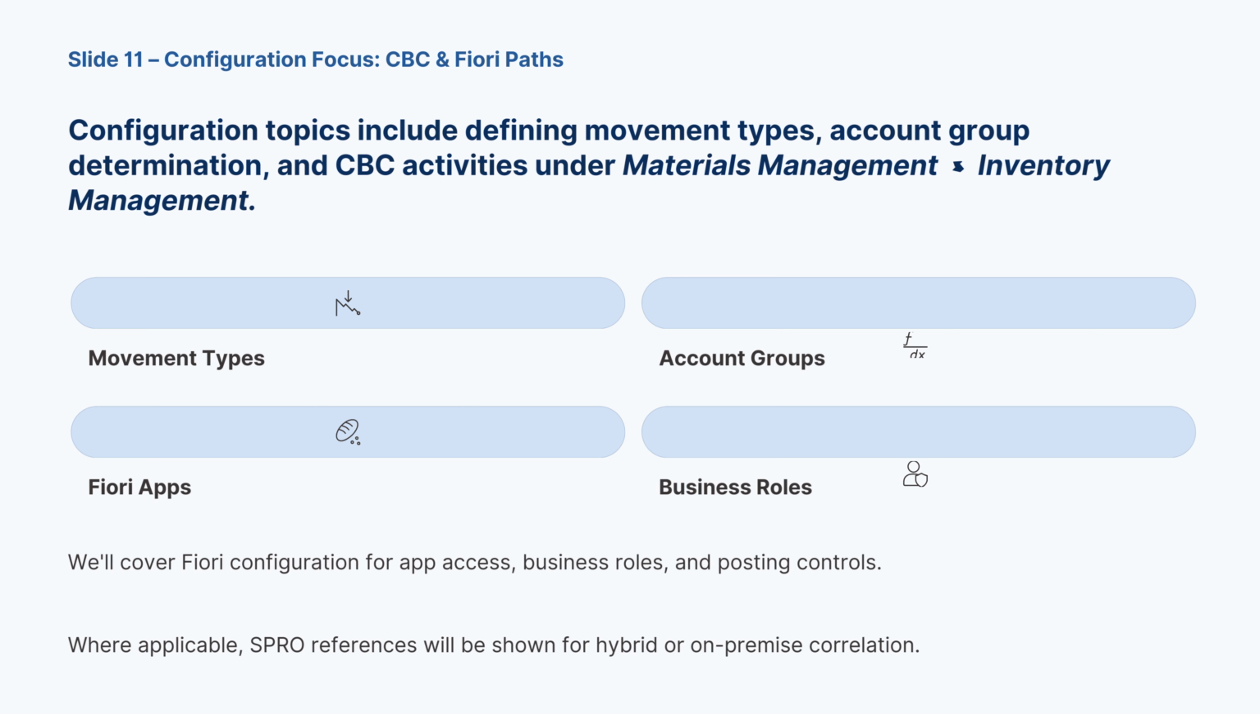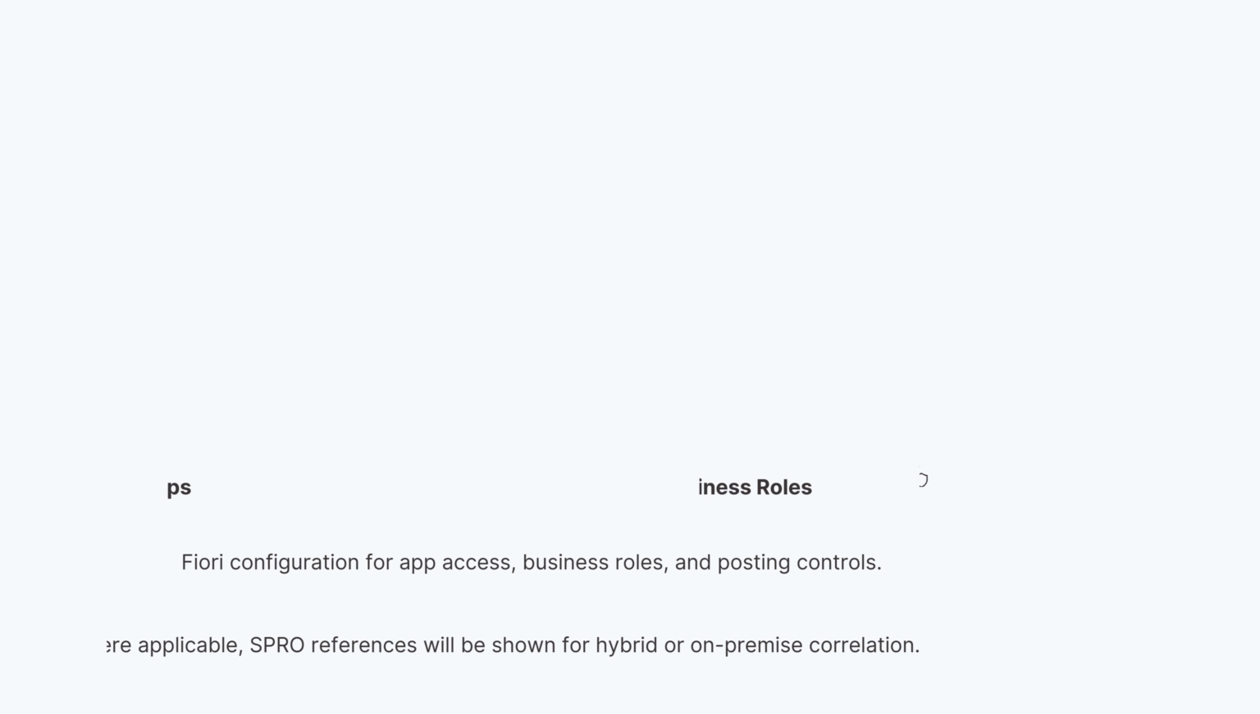Configuration focus, CBC and Fiori paths. You'll configure inventory processes using CBC and Fiori. This includes setting up movement types, account determination, and stock management parameters under materials management, inventory management. We'll also cross-reference SPRO paths for private or hybrid implementations, ensuring you understand both cloud and on-prem equivalents.